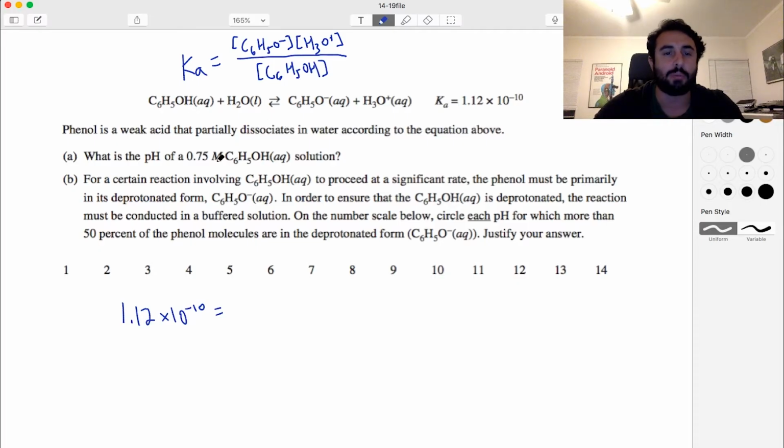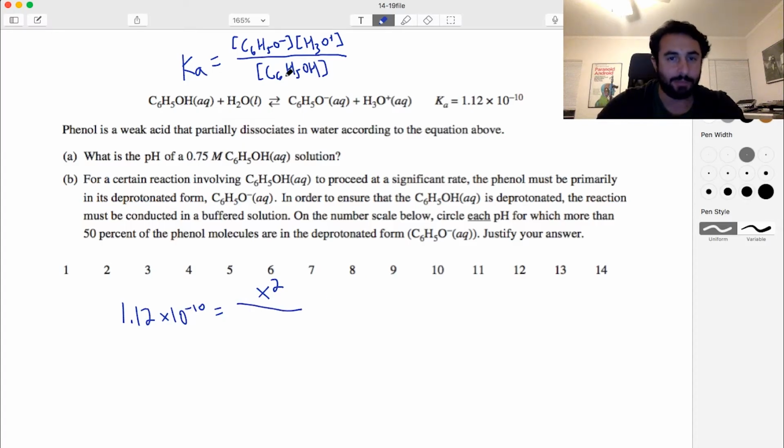We're starting with 0.75 molar phenol. Some of it dissociates, right? Some of it acts as an acid, but it's a weak acid, so only a little bit of it acts as an acid. So we're going to get some amount of phenoxide and hydronium. How much are we going to get? Well, we don't know, so let's just call it X. Every time phenol deprotonates, we get one phenoxide and one hydronium. So these will necessarily be equimolar. These concentrations must be the same. So if we call either of these X, the other one is also X. So up here we get X squared, right? X times X is X squared.